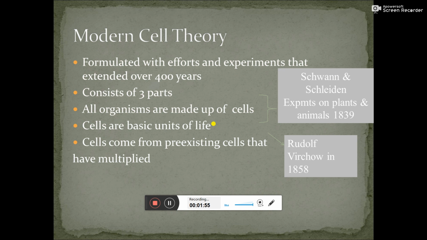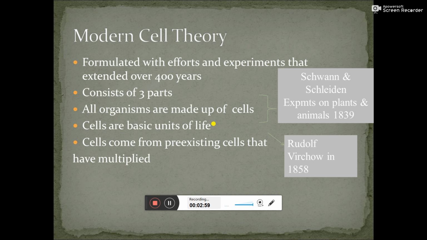The modern cell theory is based upon experiments which extended over around 400 years. It was not only Virchow's experiments that formulated the cell theory. The first cell was discovered by Robert Hooke in about 1668. Later on, other scientists like Schleiden and Schwann did experiments on plants and animals. Schwann was working on animals and Schleiden was working on plants. They put forward the first two concepts of the modern cell theory, stating that all organisms are made up of living cells, and cells form the basic units of life.